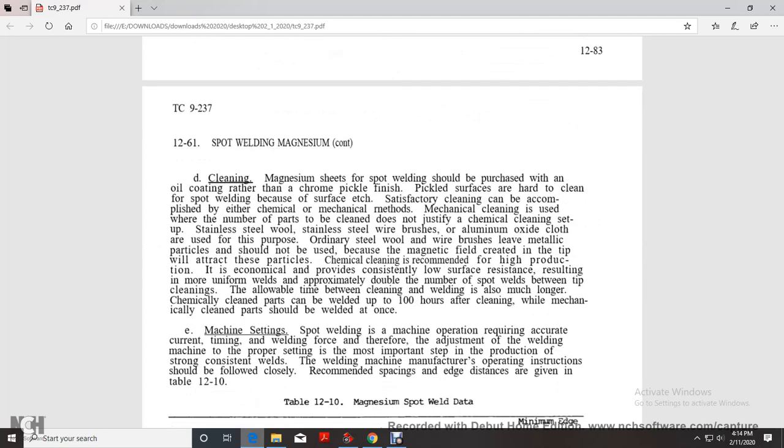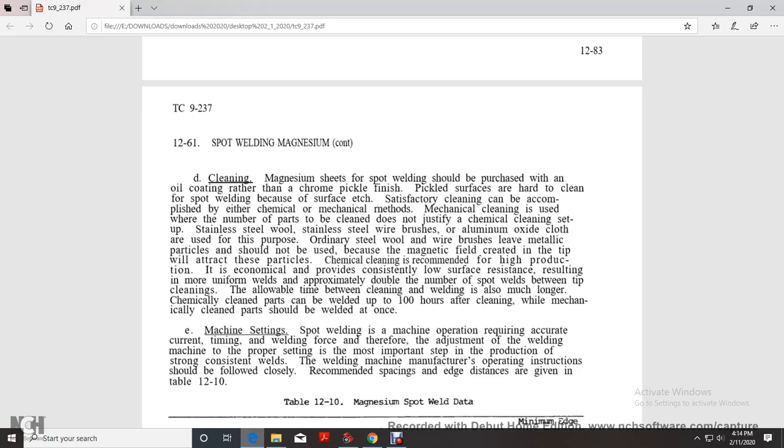Cleaning. Magnesium sheet for spot welding should be purchased with an oil coating rather than a chrome pickle finish. The pickle surface is hard to clean for spot welding because of the surface etching. Satisfactory cleaning can be done by either chemical or mechanical means. Mechanical cleaning is used where the number of parts does not justify setting up chemical cleaning. Stainless steel wool, stainless steel wire brush, or aluminum oxide cloth are used for this purpose. Ordinary steel wool or wire brushes leave metallic particles and should not be used, because of the magnetic field created at the tip, which will attract these particles.